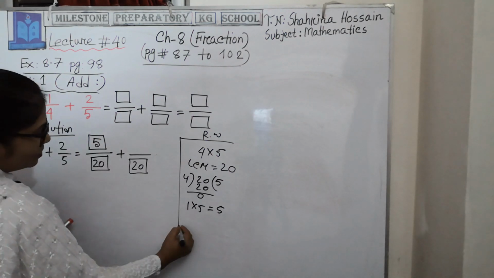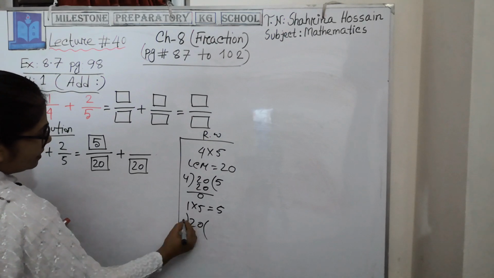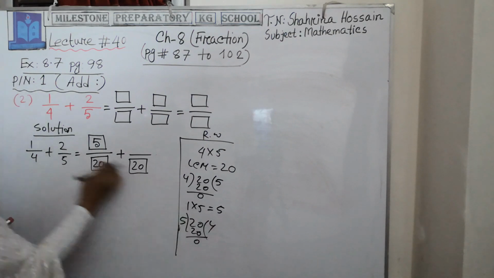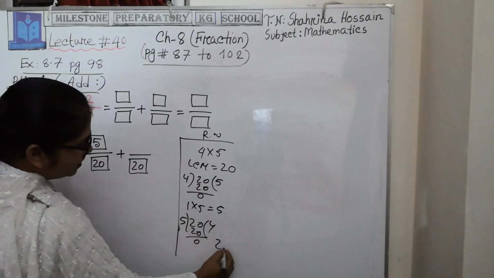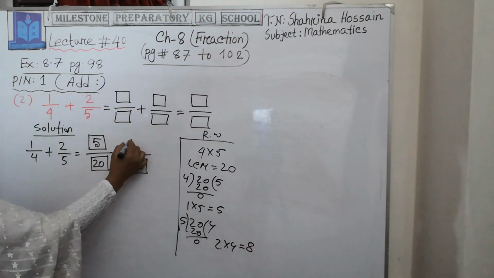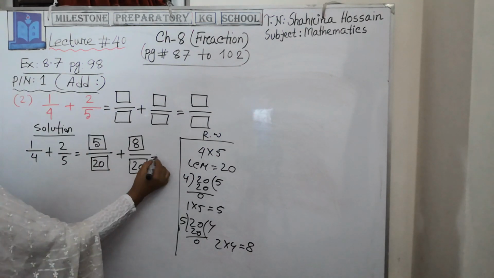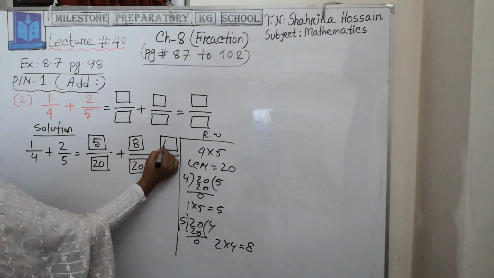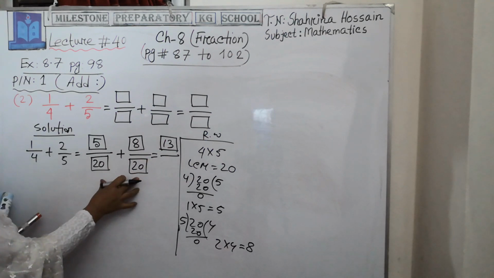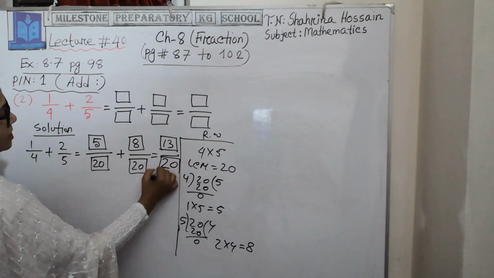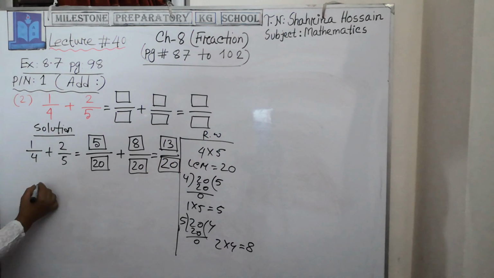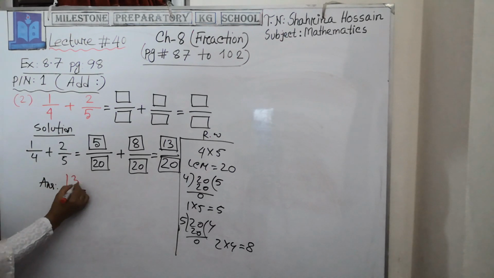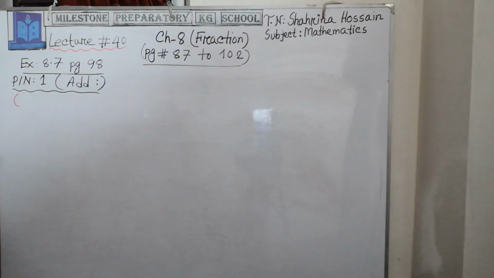Same thing I will do in that corner. Then 5 4s are 20. Now I will multiply this 4 with 2. 2 into 4, so 8. So my answer is here 8. So now we can write over there, we can add 5 plus 8 is 13, and both denominators are the same, so denominator is 20. Okay. So now my answer is 13 by 20.